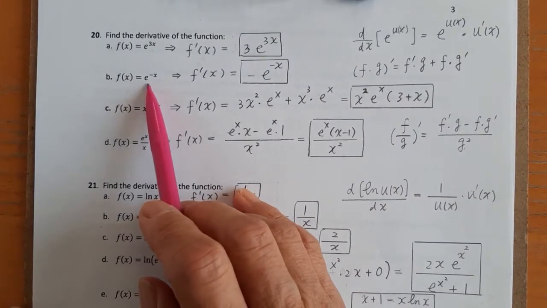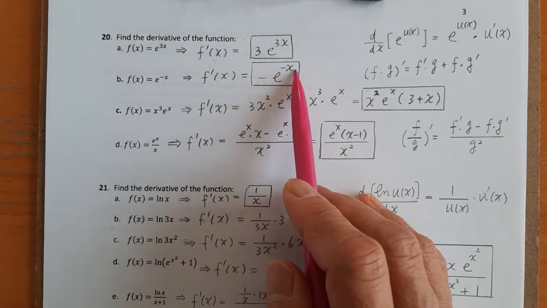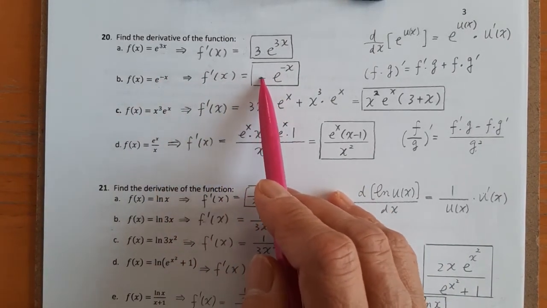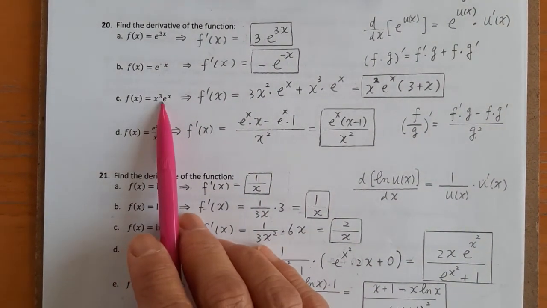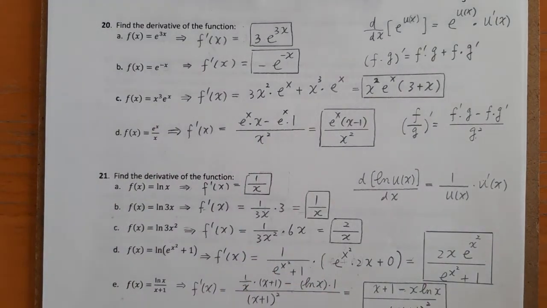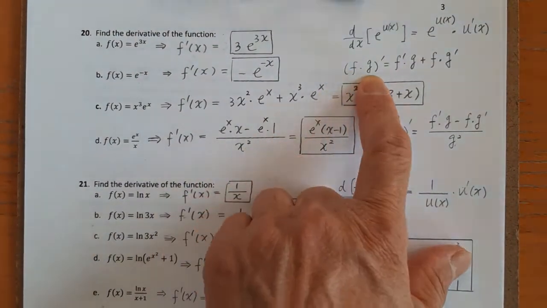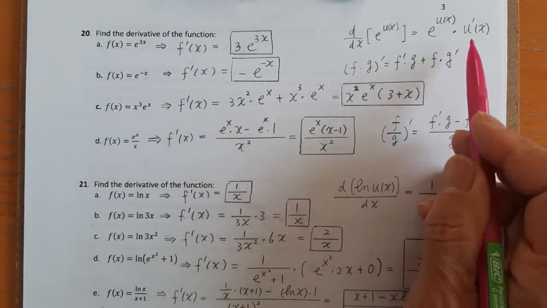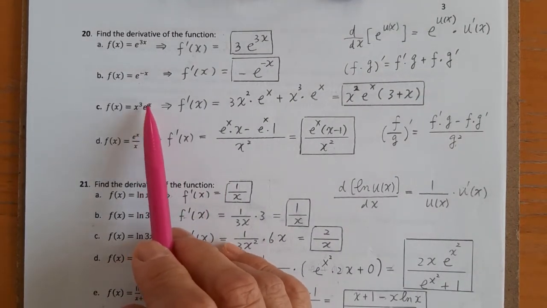And then this one, the e function take derivative is still e, so still e to the power negative x. By the chain rule, negative x take derivative is negative 1. Negative 1 we don't write out. And this one we use the product rule. Remember the product rule. Here the product rule is f times g, take derivative is f prime times g add f times g prime. That's the product rule.